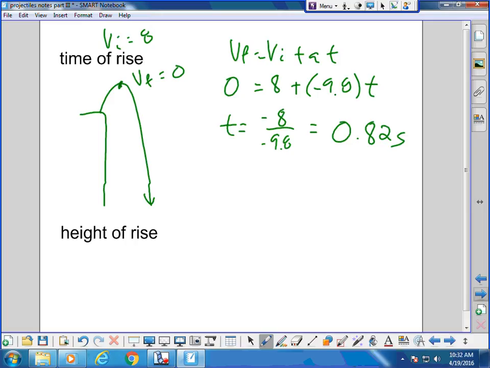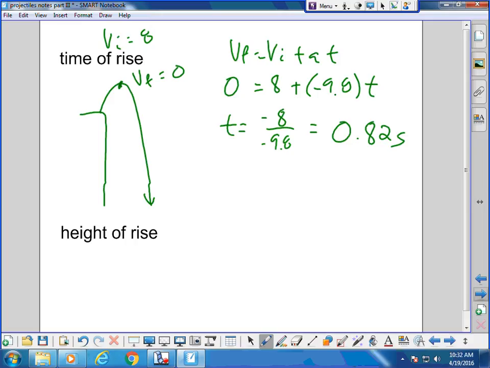Now, yesterday, when it was flat ground and the vertical displacement was 0, the time up was equal to the time down. But clearly, the time down is going to be way more than that, right? Obviously. Okay, so we'll deal with that in a bit.